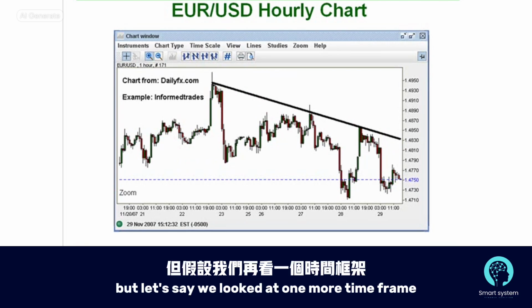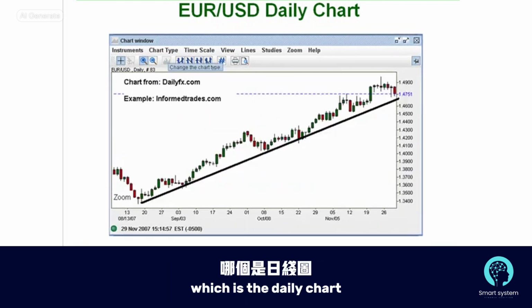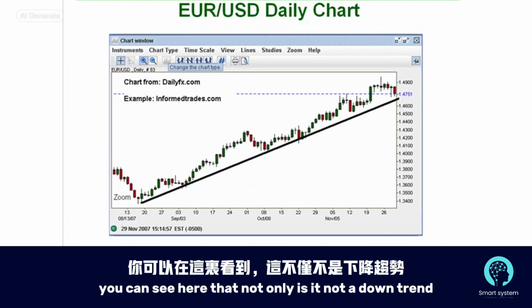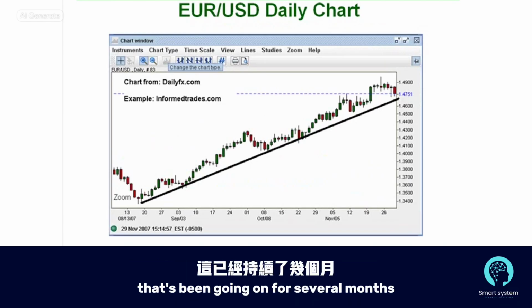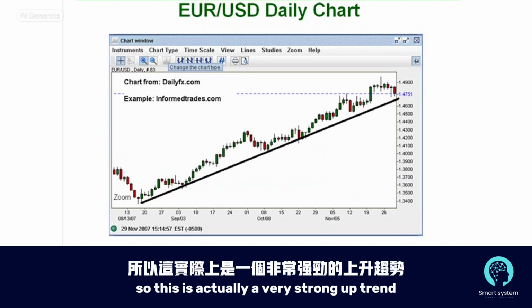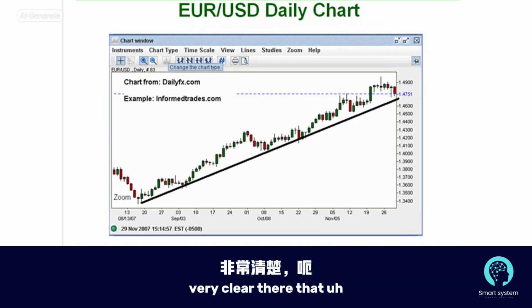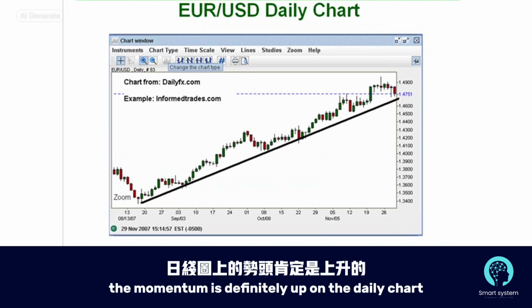But let's say we looked at one more time frame, which is the daily chart. You can see here that not only is it not a downtrend, but it's a pretty strong uptrend that's been going on for several months. So this is actually a very strong uptrend. Very clear there that the momentum is definitely up on the daily chart.